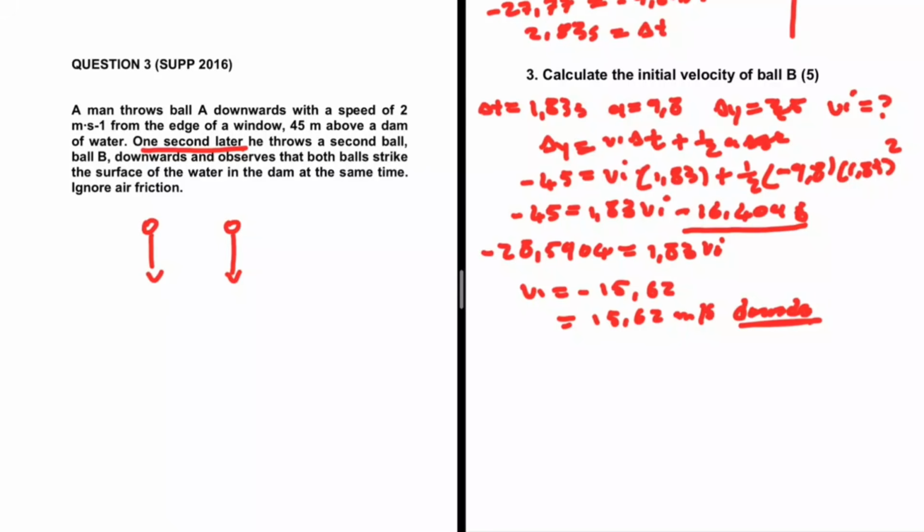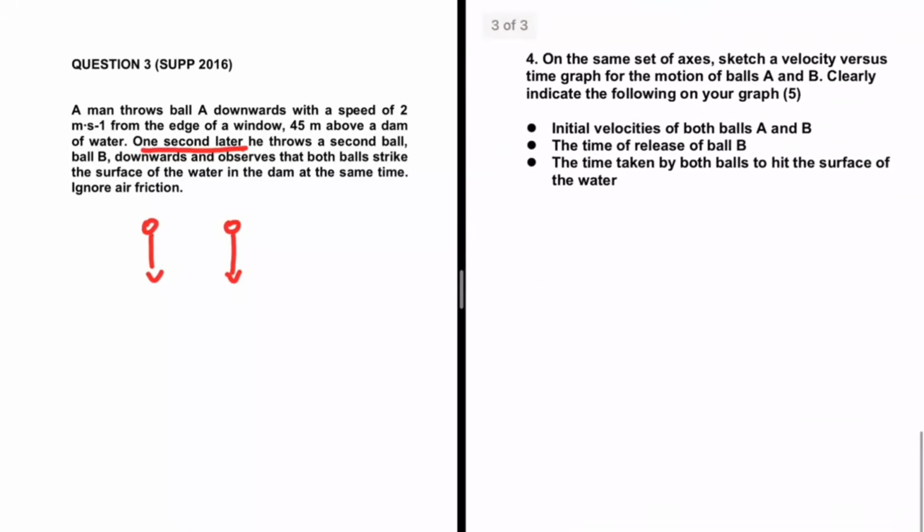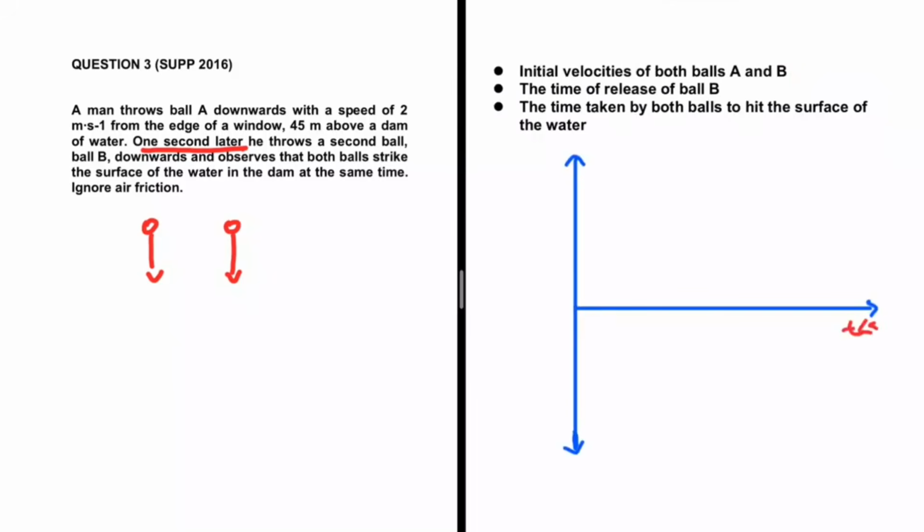Let's go ahead and take a look at question 4. On the same set of axes, sketch a velocity versus time graph for the motion of balls A and B. Clearly indicate the following on your graph: initial velocities of both balls A and B, the time of release of ball B, and the time taken by both balls to hit the surface of the water. Right, let's go ahead and have our set of axes. This is our time in seconds, and this is our velocity in meters per second.